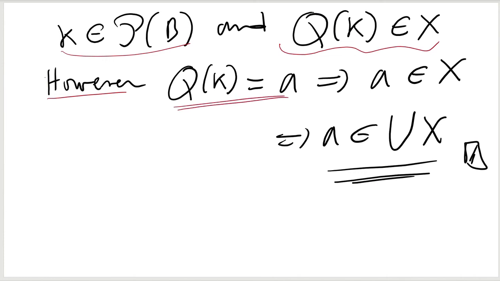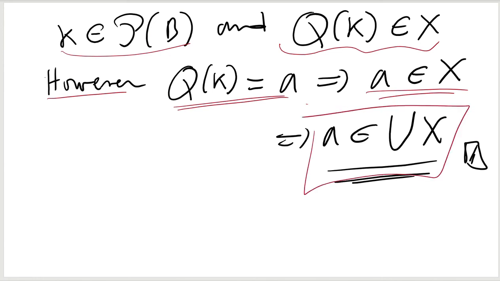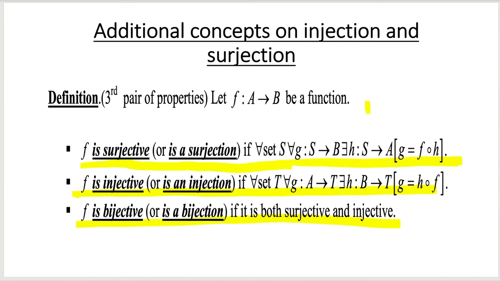This implies, because Q of k is in x and Q of k equals A, that A is in x, right? And therefore A should be in the union of the x. So we conclude our proof here. Now that was another very tricky proof that you also have to master, and that will help you on some questions on the homework. Now, additional concept of injection and surjection.